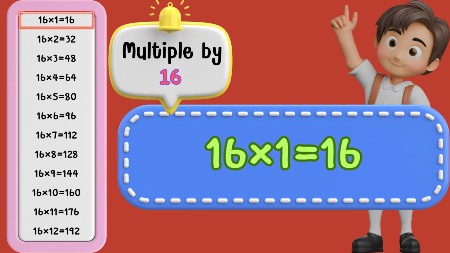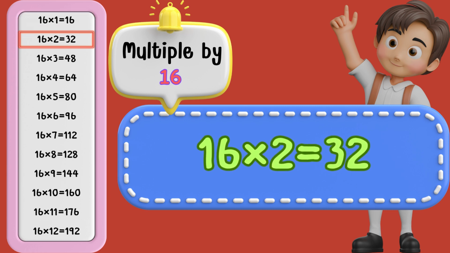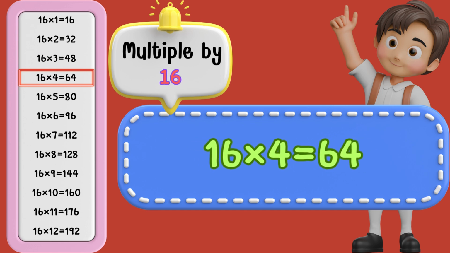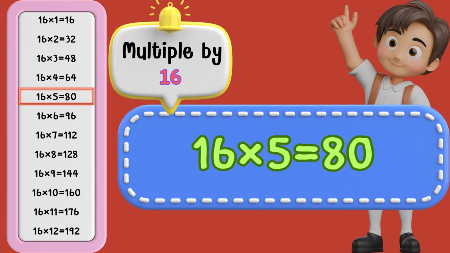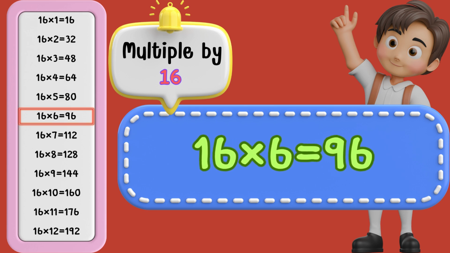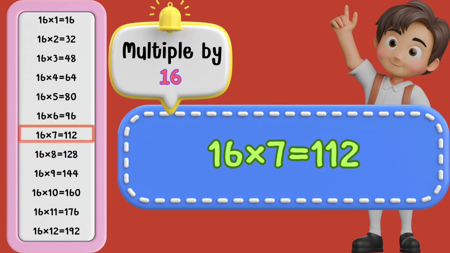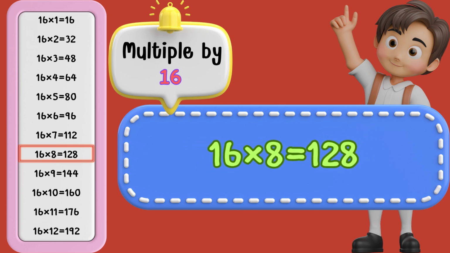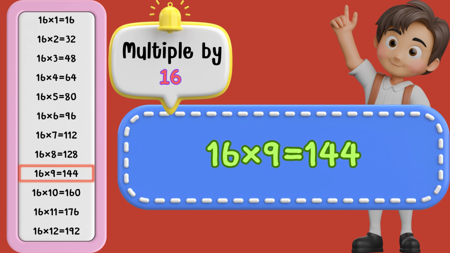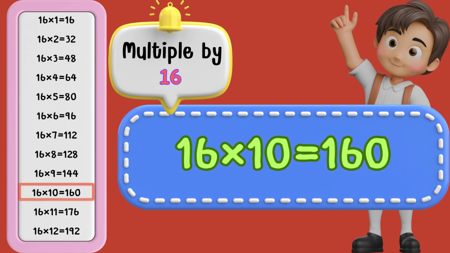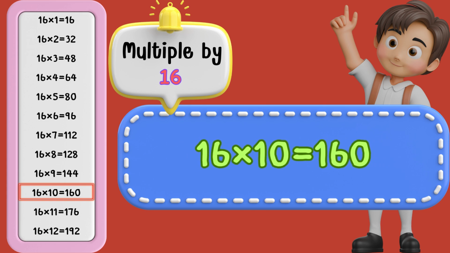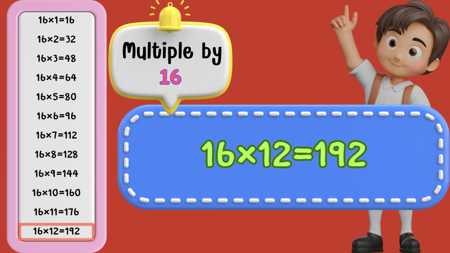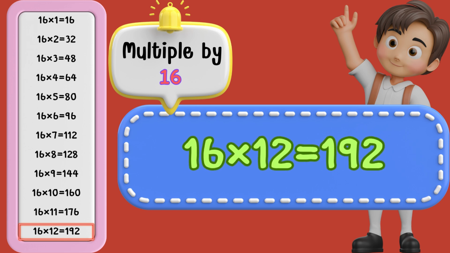16 times 1 is 16. 16 times 2 is 32. 16 times 3 is 48. 16 times 4 is 64. 16 times 5 is 88. 16 times 6 is 96. 16 times 7 is 112. 16 times 8 is 128. 16 times 9 is 144. 16 times 10 is 160. 16 times 11 is 176. 16 times 12 is 192.